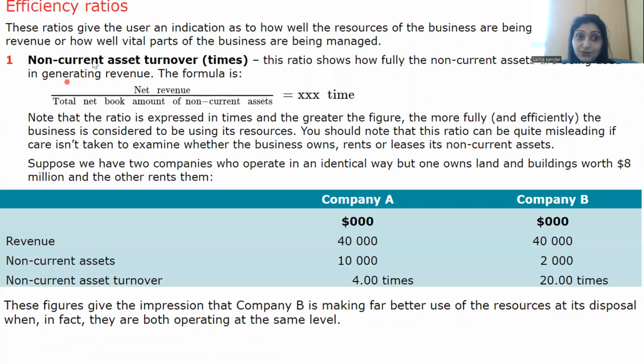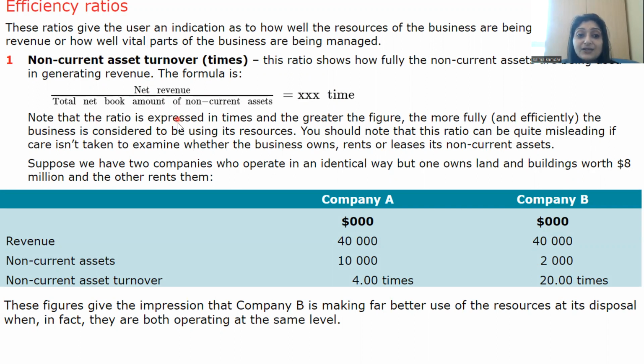The first efficiency ratio is your non-current asset turnover ratio. Non-current asset turnover ratio tells you how you are using your non-current assets to generate revenue. So your net book value of the non-current assets will be here at the denominator. So how efficiently you're using your non-current assets to generate revenue. So revenue will be on the top. How efficiently you are using your non-current assets to generate revenue, and whatever answer you get is in times.